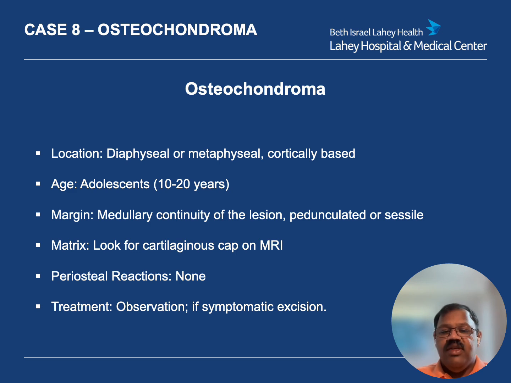The hallmark of this lesion is that there's medullary continuity of the lesion itself, and the lesion can be either pedunculated or sessile. As I showed you before, the medullary trabecular pattern continues into the stalk of the lesion, which is again a hallmark of this type of benign tumor. Usually there is a cartilaginous cap, especially in the adolescent population, and you can better appreciate that on an MRI scan. There's no associated periosteal reaction, and usually because of the benign nature, if the patient is asymptomatic, you can simply observe. If they're symptomatic, then you can excise.